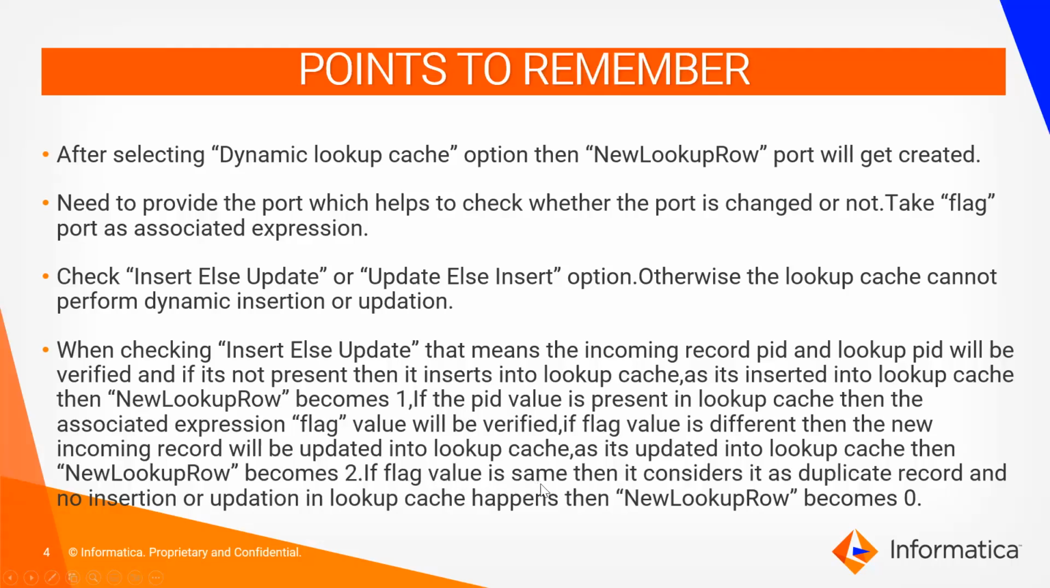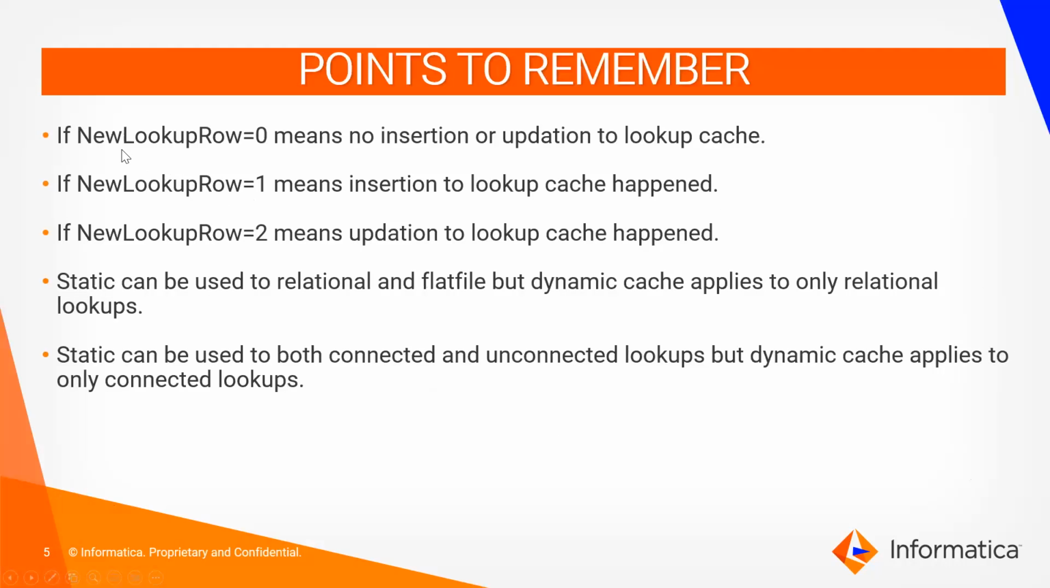If the flag value is the same, that means the incoming record is a duplicate. Then it considers it a duplicate record and no insertion or updation happens in the lookup cache. So it won't insert anything in the lookup cache, and the new lookup row becomes 0. If it is 0, then in the router transformation, as we have seen, we pass it to the default group. New lookup row becomes 0 when there is no insertion or updation to the lookup cache.